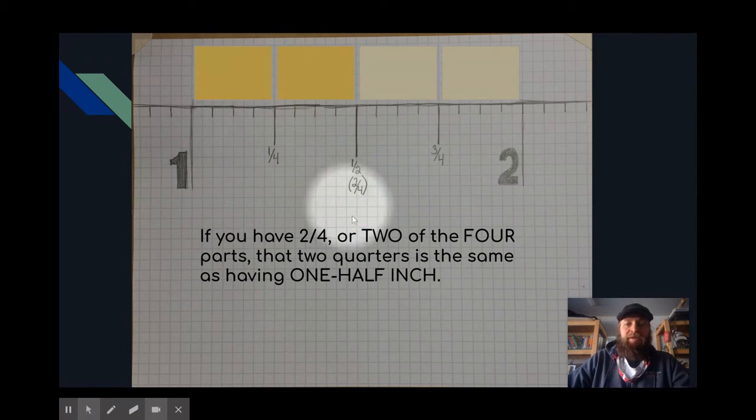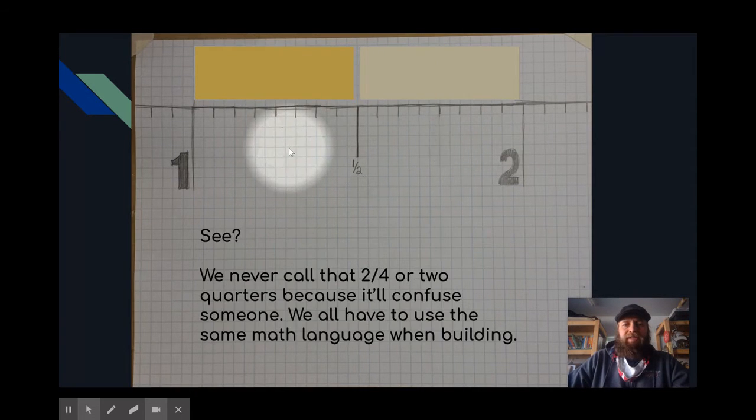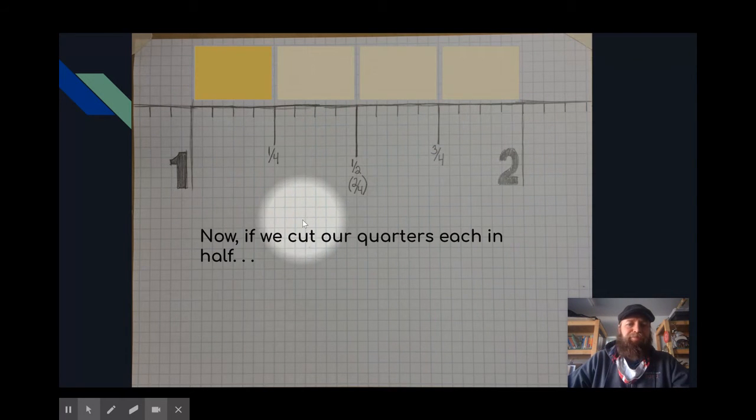If you have 2/4, we don't call it 2/4. It's the same as having 1/2 inch. You see how 2 quarters is the same as 1/2? We never call it 2 quarters because it'll confuse somebody. We have to use the same math language when we're talking to each other, whether we're designers or construction students.